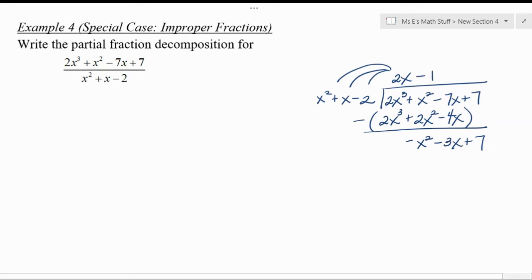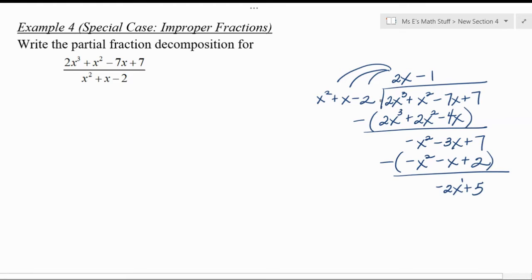So x squared times -1 this time would make this front term drop out. And then we'll subtract the whole row. Let's see, what are we left with here? -2x plus 5 for your remainder. And you can tell you're done with this process when the degree of what's left is less than the degree of what you're dividing by, because the whole point was to have a proper fraction in your answer.